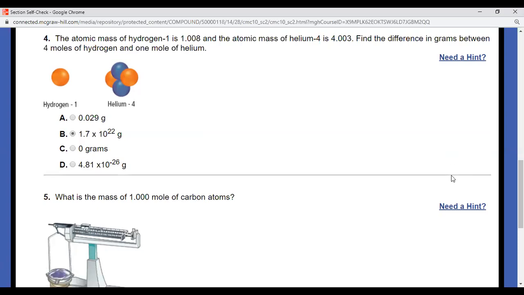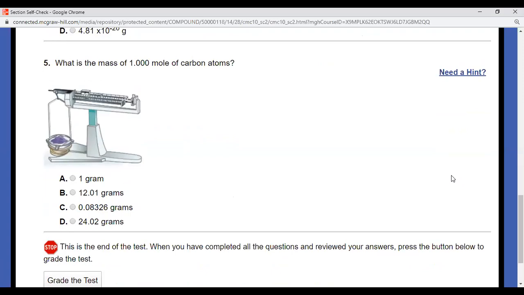Okay. Abdullah, last question. What's the mass of 1.000 mole of carbon atoms? C. C, sure. A. Sure. 1 gram. Mass of carbon 1 gram. No. B. Sure, B. Okay, good.